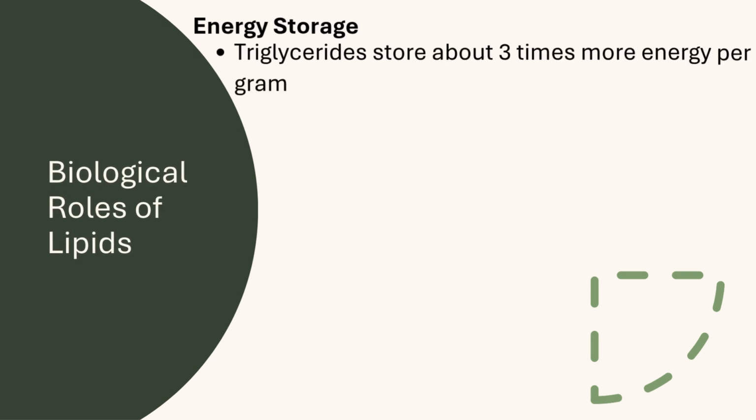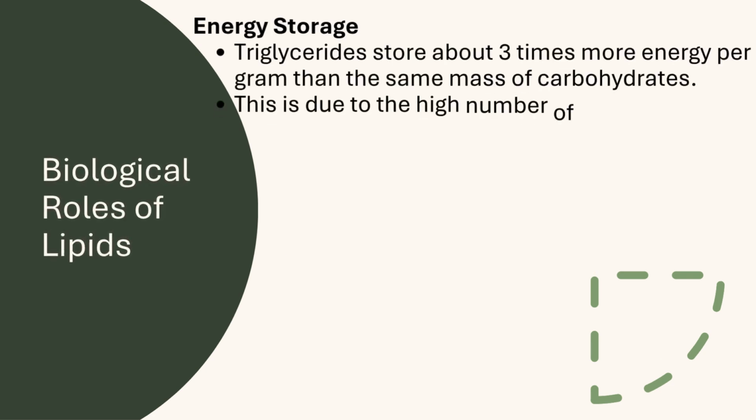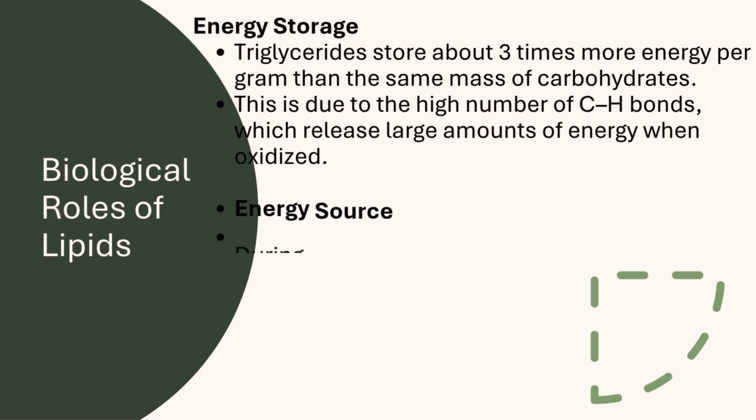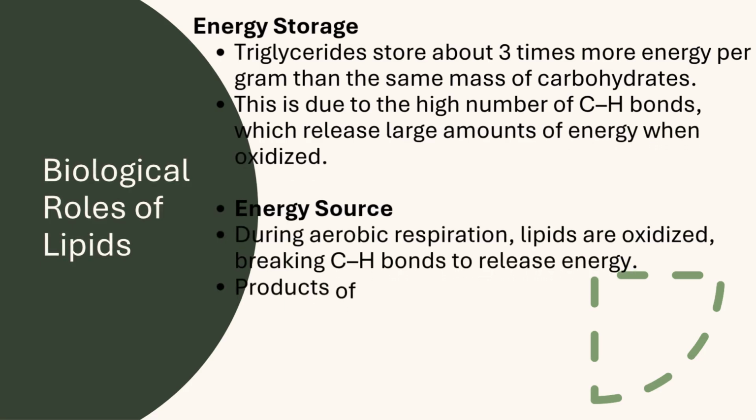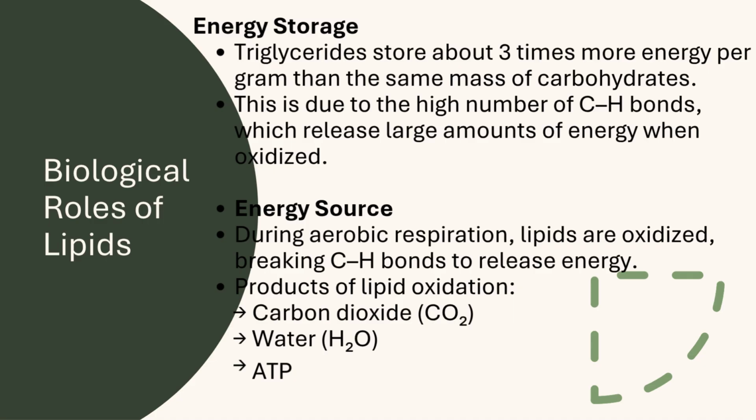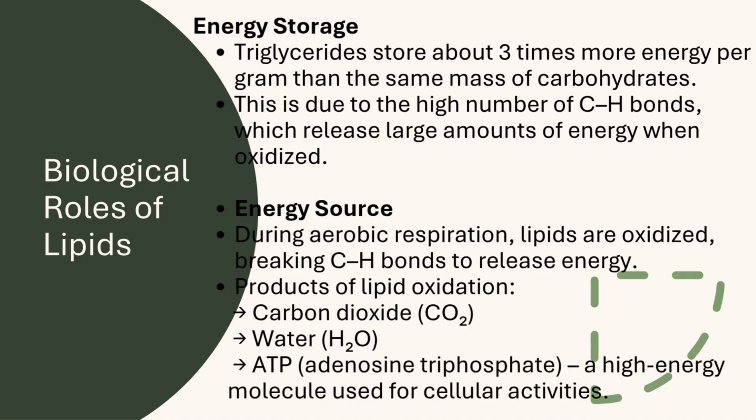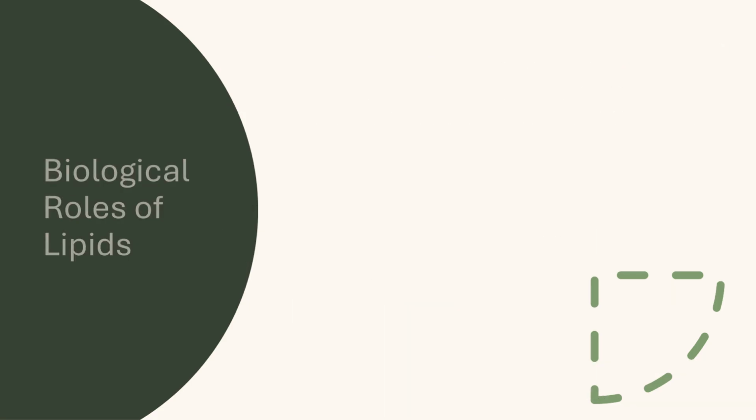Biological roles of lipids. Energy storage. Triglycerides store about 3 times more energy per gram than the same mass of carbohydrates. This is due to the high number of CH bonds, which release large amounts of energy when oxidized. Energy source. During aerobic respiration, lipids are oxidized, breaking CH bonds to release energy. Products of lipid oxidation: carbon dioxide, water, and ATP, a high-energy molecule used for cellular activities.